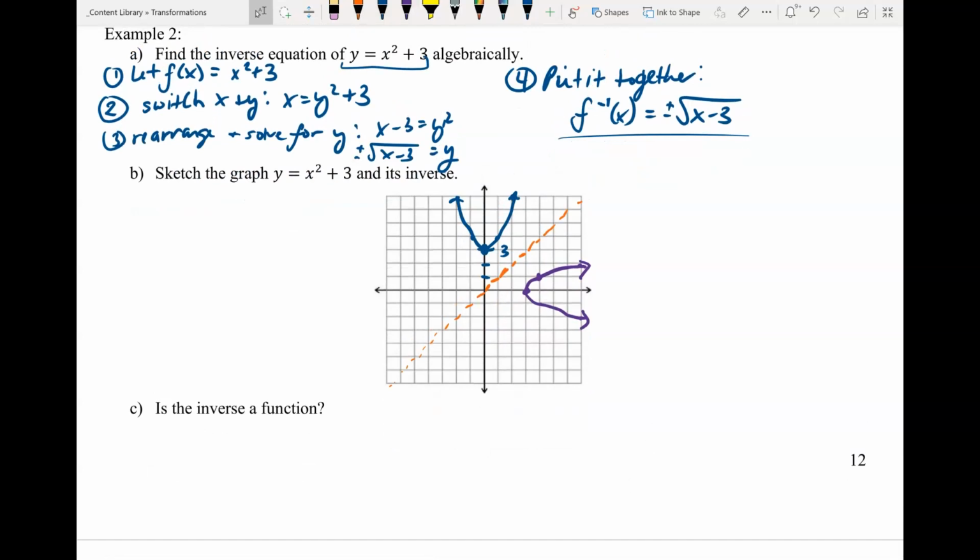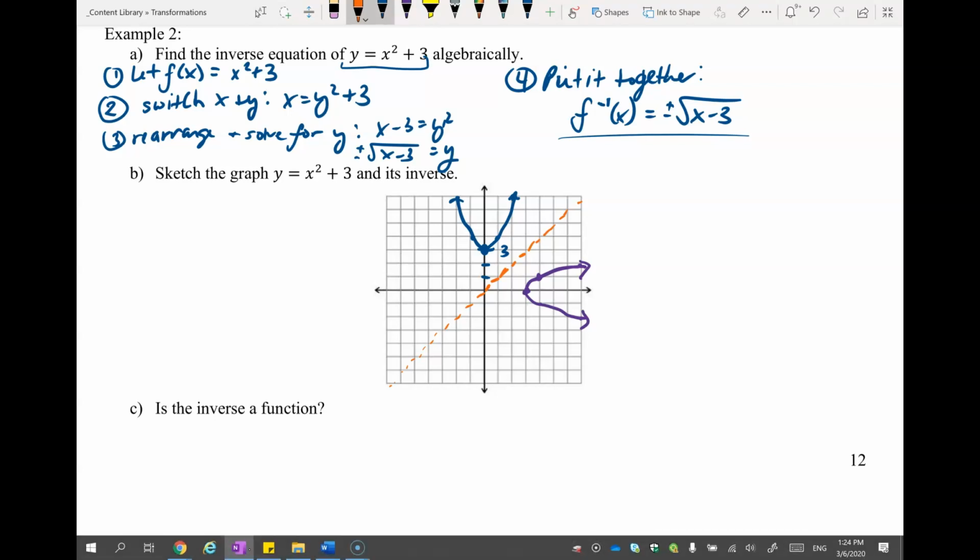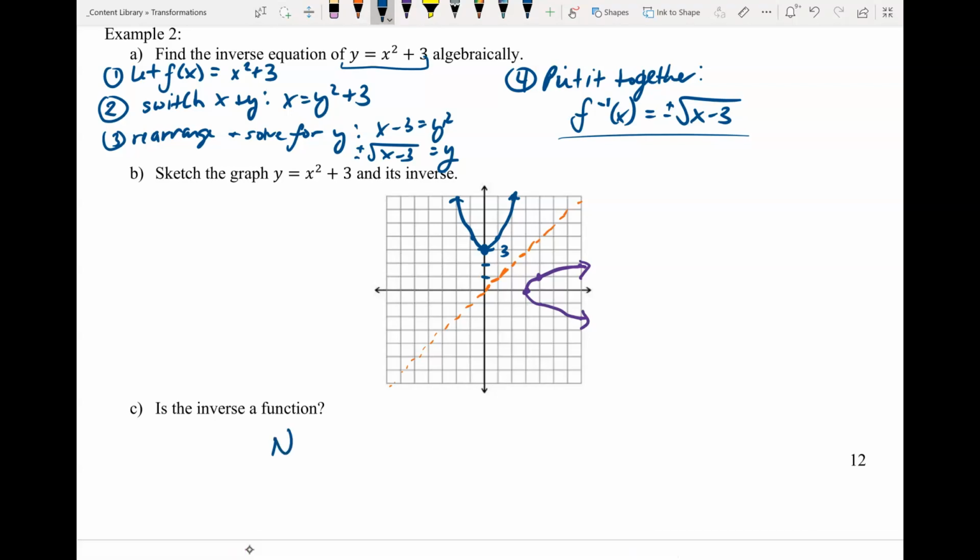So is this f inverse graph, or plus or minus root of x minus 3, a function? This would be a no, and that's because it fails the vertical line test. And that is if I put my pencil up and down along here, there are 2 points for every x value. So if that occurs, you know that you don't have a function.